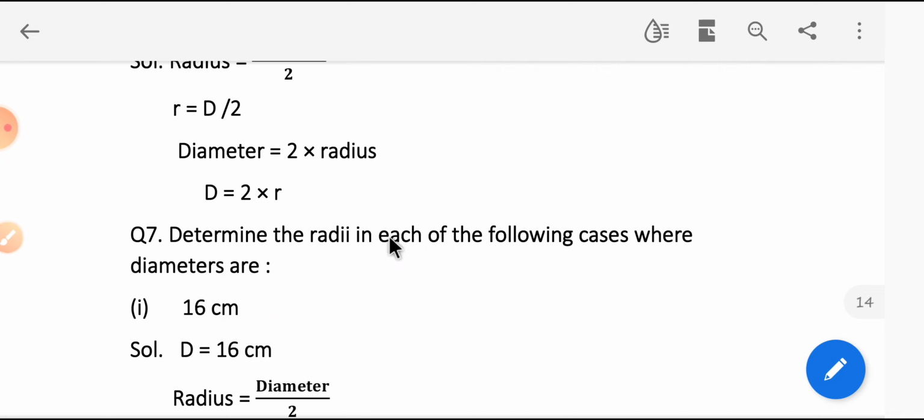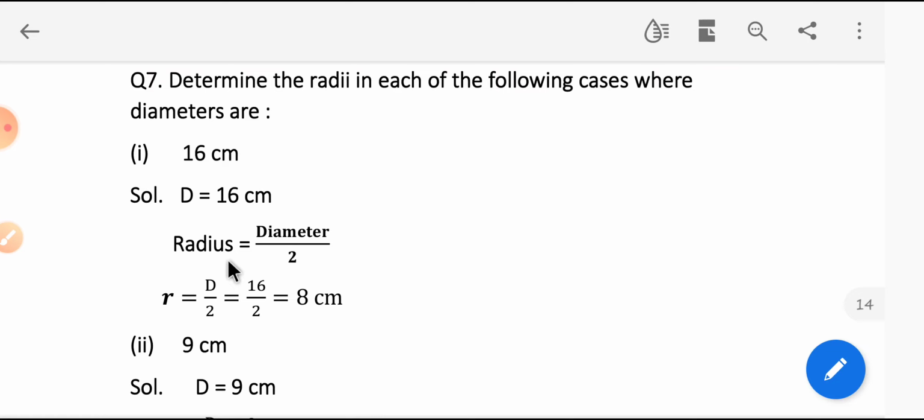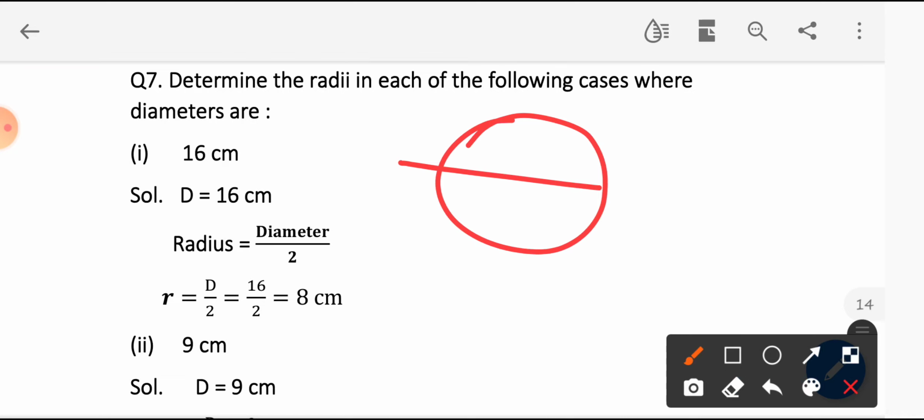Determine the radii in each of the following cases where diameters are 16 centimeter. Here we have to find the value of radius where diameter is given, means diameter is already given and you have to find its radius. So what is the diameter? 16 centimeter, and we know that radius is half of diameter. So r is equal to d by 2. So write 16 upon 2. So 8 centimeter.